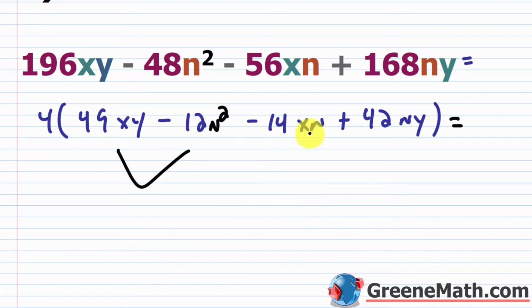And this one would be, we have xn and ny. The n could come out, you'd have x and y. So x plus y here, and then over here you'd have xy minus n. That would not work at all. So we need to switch the order here.